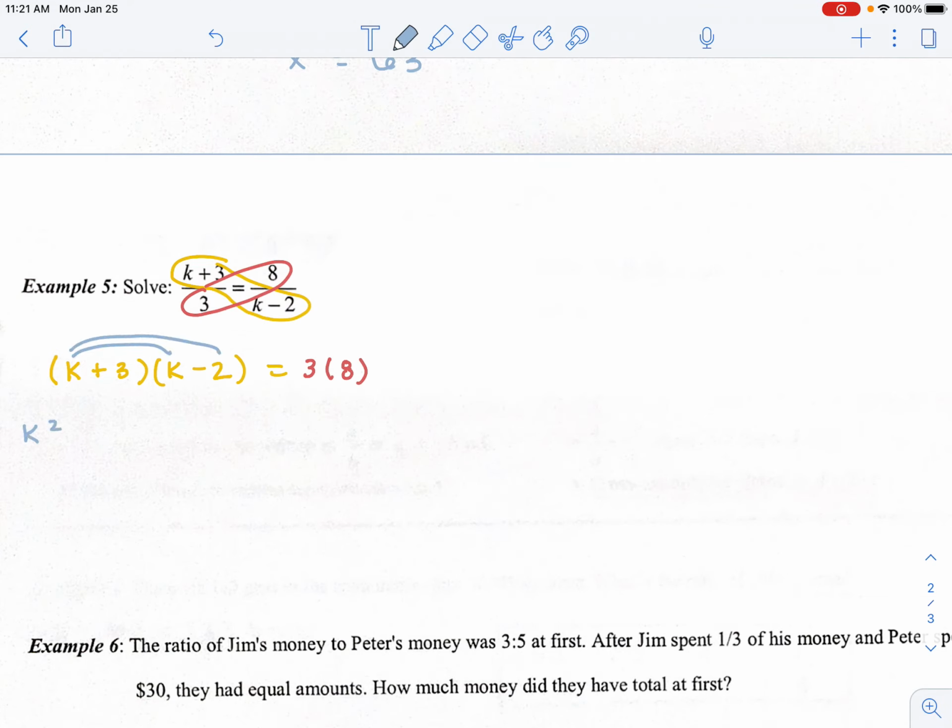Okay, and we're going to go ahead and FOIL. So I've got k times k, which is k squared. K times negative 2, which is negative 2k. 3 times k, 3k. 3 times negative 2, which is negative 6. Over here, 3 times 8 gives me 24. So looking at this problem, when we see a k squared and a k, we're thinking we're going to have to factor. In order to factor, it has to equal 0, and we have to combine some like terms here. So first off, I'm going to combine my like terms, and I'm going to subtract that 24 over.